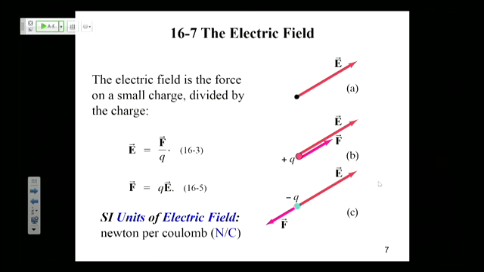So according to this new approach, in order to calculate the electric force acting on a charge at any point, all you need to do is calculate the net electric field at that point, and then apply equation 16.5. Force equals QE. Once you know E, you know Q, so now you know the force.